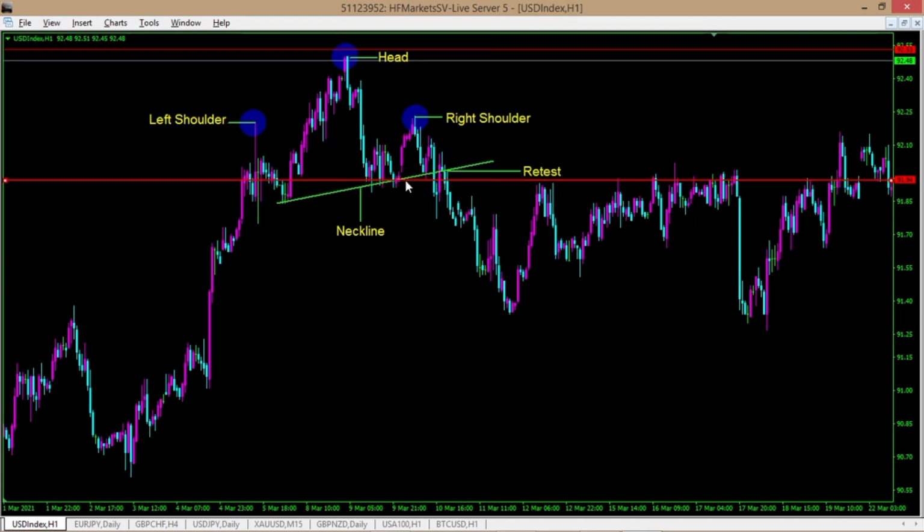This is the previous support, right? So price goes below, breaks below it. So we now wait for price to test it again. Which means if we test our neckline, right? So when price tests the neckline, we will now sell.